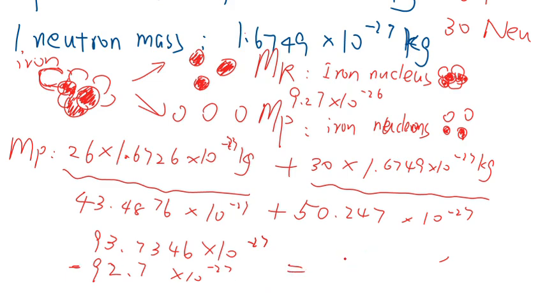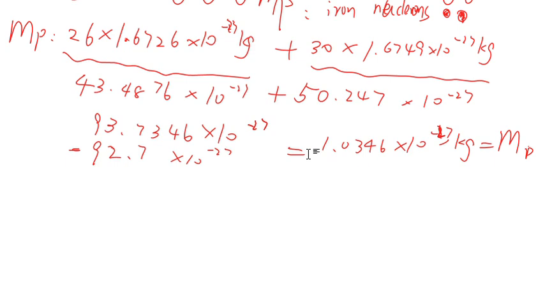So in the end, we have 1.0346 times 10 to the power of negative 27. Now this difference is going to be the mass deficit, MD, okay, MD. And then the energy that pairs with it is going to be E binding. E binding is going to be mass deficit times c squared.